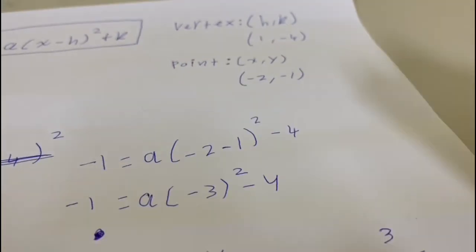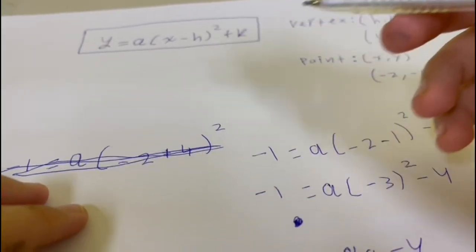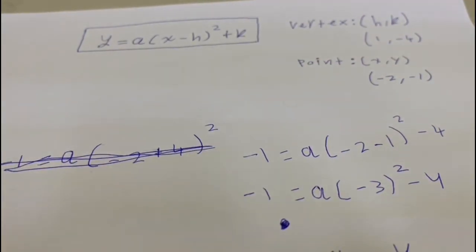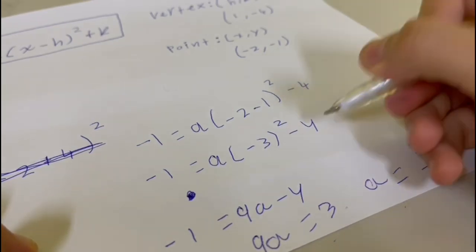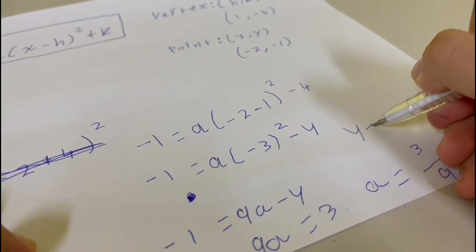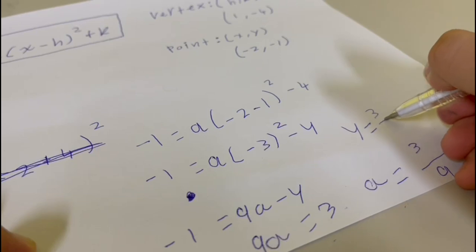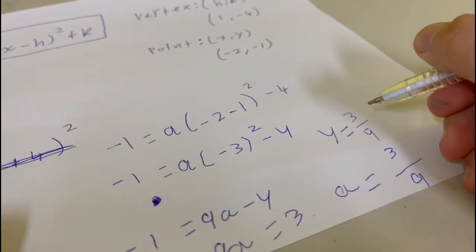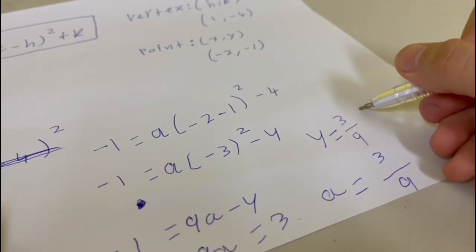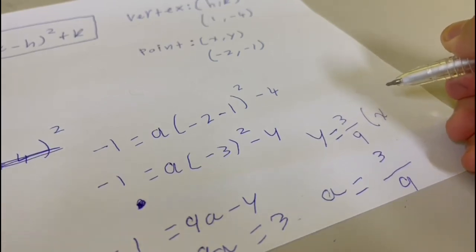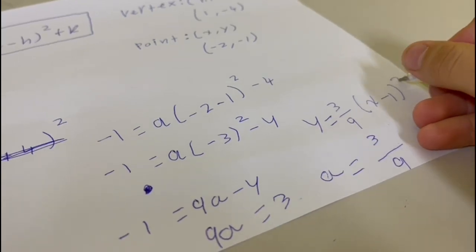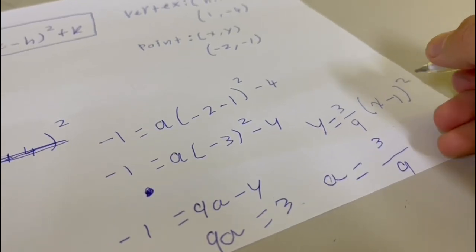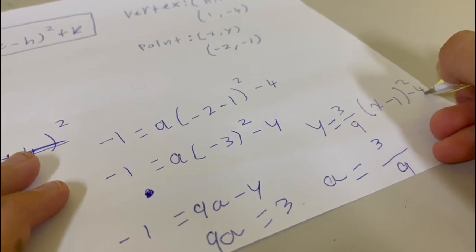We didn't finish yet. We need to write this in vertex form. So y equals 3 over 9. You can simplify 3 over 9, but I'm not going to simplify it. Times (x minus 1) squared, and minus 4.